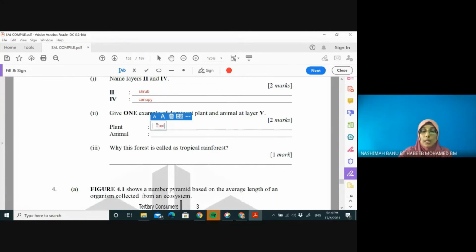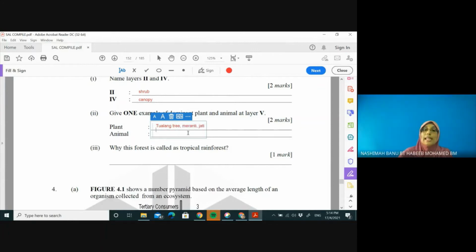So, contohnya tualang tree. Okay, tualang tree. Apa lagi? Meranti. Okay. Jadi, semua kayu-kayu yang mahal ni memang dari sana lah. Alright. So, please remember 2 or 3 example lah. Okay, so sebenarnya dekat sini only one example kan. So, you please put only one example. Okay, so kenapa Madam highlight please one example? Takut kalau awak letak 2, katalah salah satu, yang keduanya adalah salah, takut semua jadi salah.